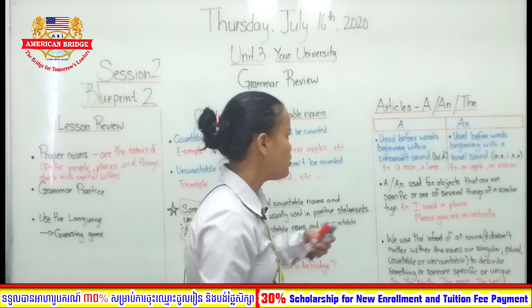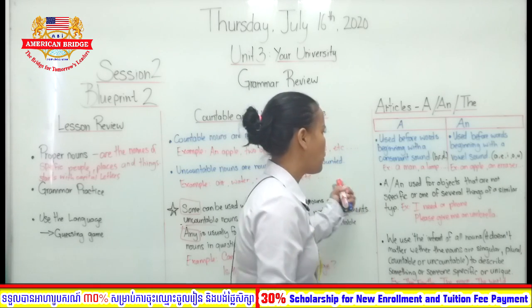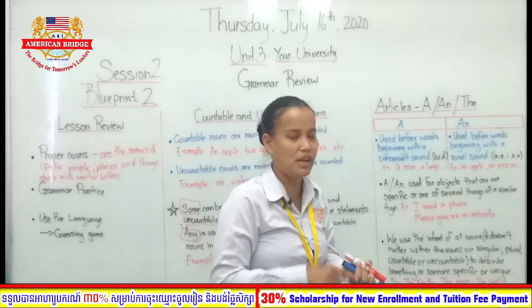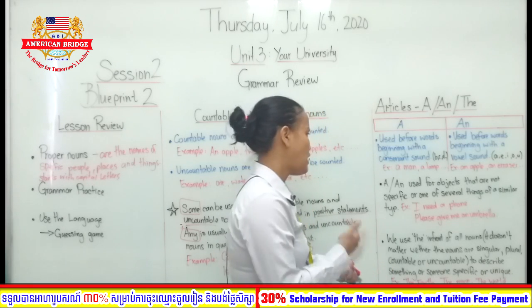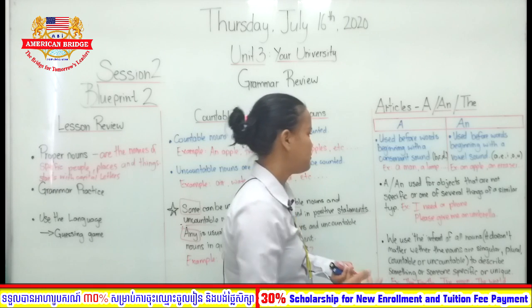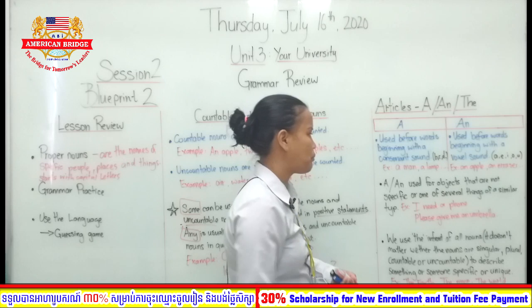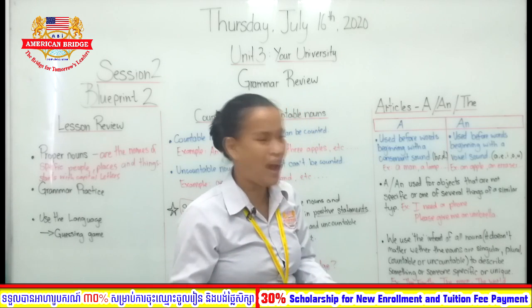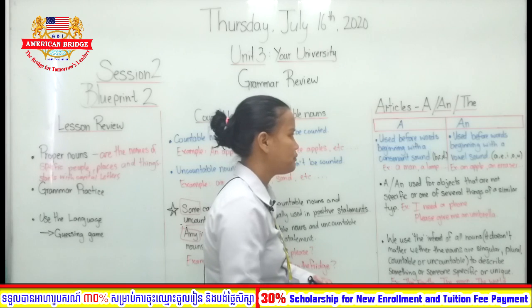Now, we use "a" before words beginning with a consonant sound, like B, C, D, F, H, J, K, L, and so on. For example, a man, a lamp, a pad, a mat, a cat, okay?